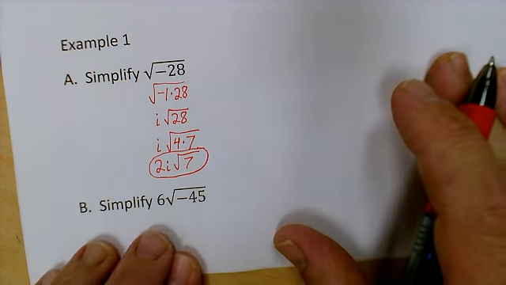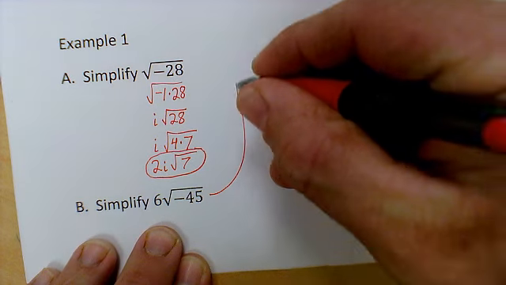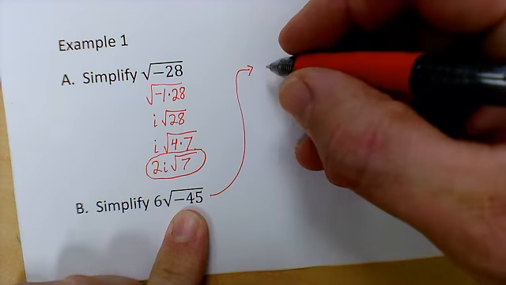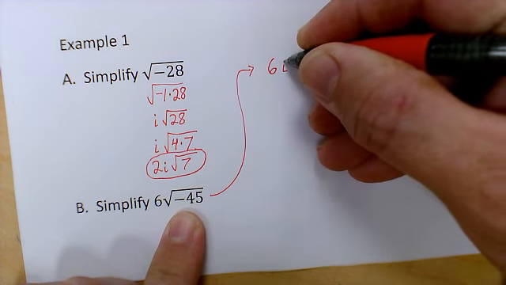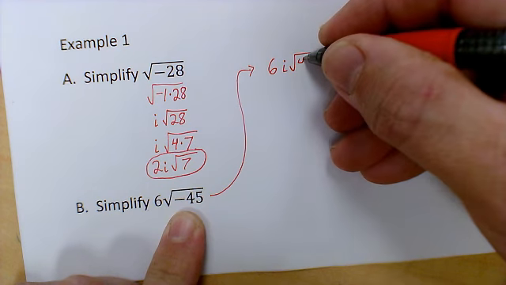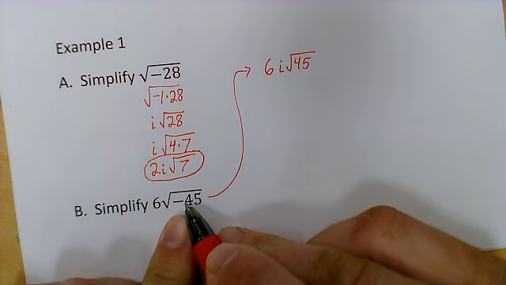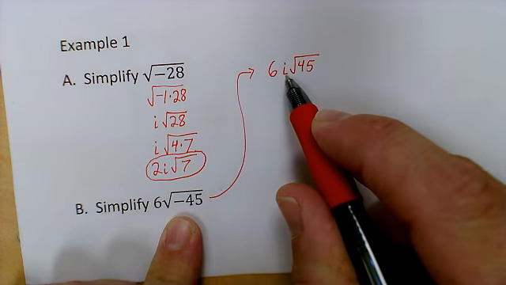Moving on to part B, and I'm running out of paper here, so I'm going to do this at the top right. 6 times the root of negative 45. First thing, since it's the root of a negative, that means I'm going to be using i, just like I did on the previous problem. So take that negative out by using an i.